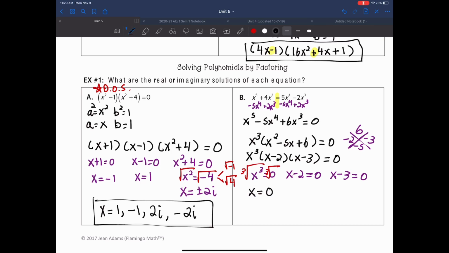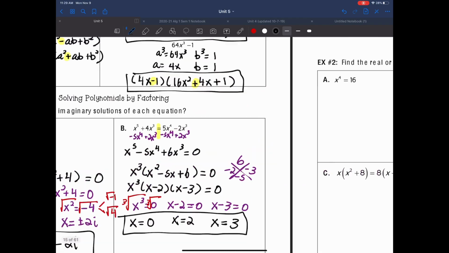Second case, add 2 to both sides, x equals 2. Third case, add 3 to both sides, x equals 3. So my three answers are x equals 0, x equals 2, and x equals 3. All right, let's move on to the next page.